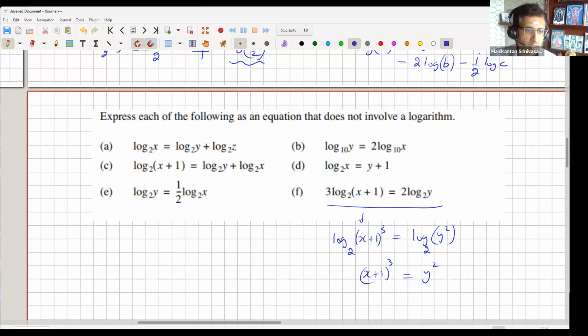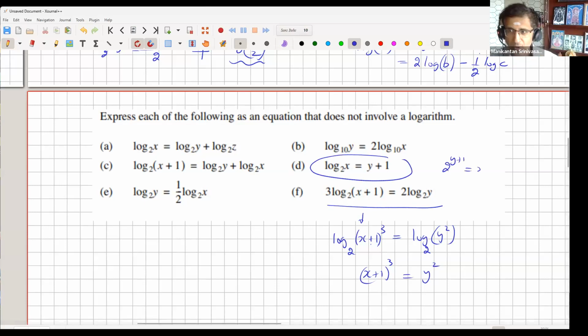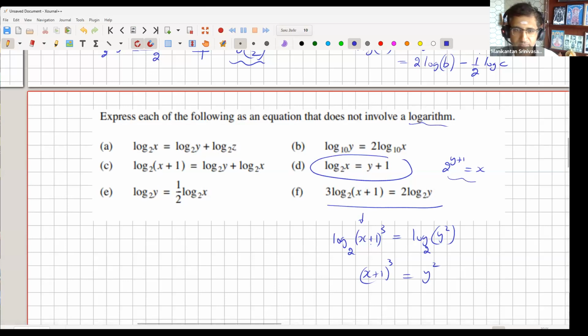Okay. Dave, can you take this one? Part D. 2 raised to y plus 1 is equal to x. That's it. No more log. You're done. Yeah, okay. Why are you prompting yourself for a next step? I thought maybe I could simplify it further, but obviously not. So nothing more. You've done your bit, right? It should not involve logarithm, and you've reached that. That's it. Right? Okay.